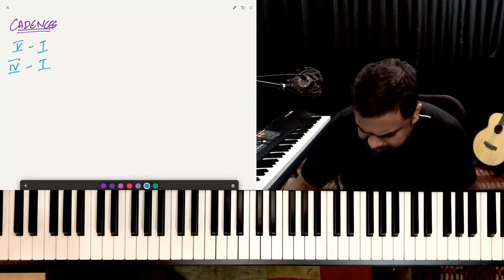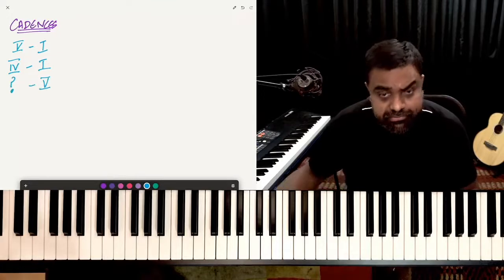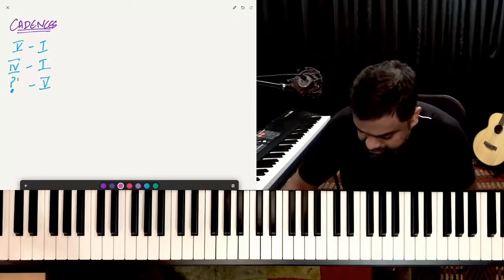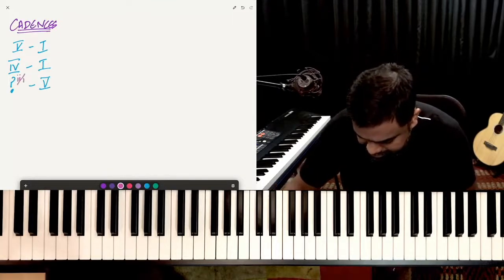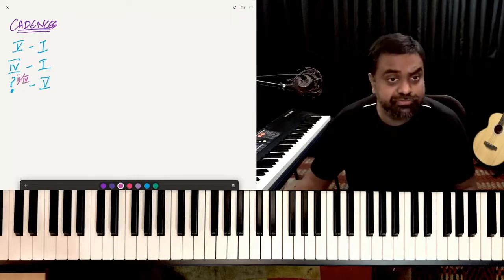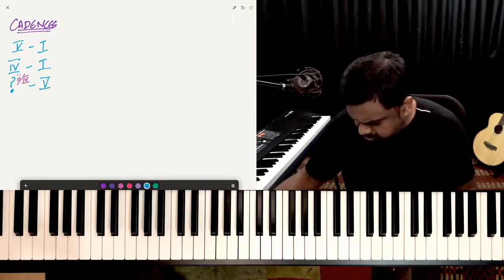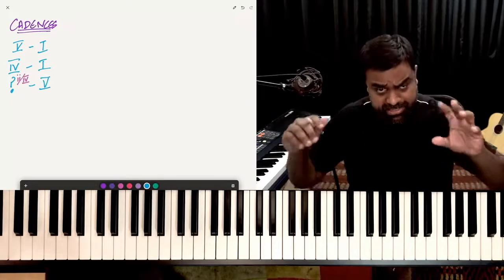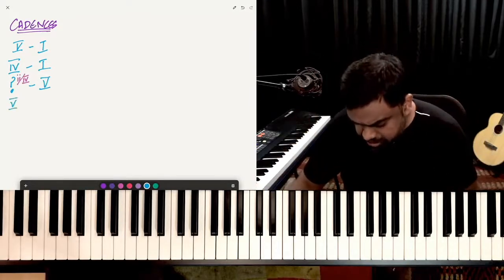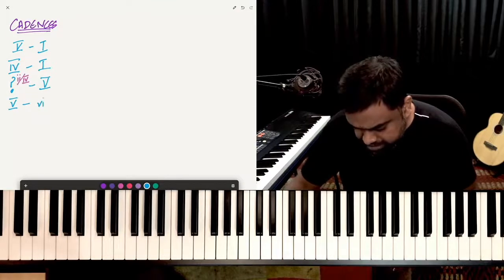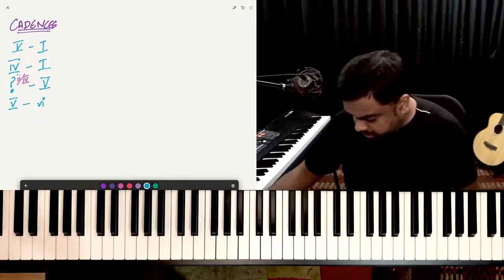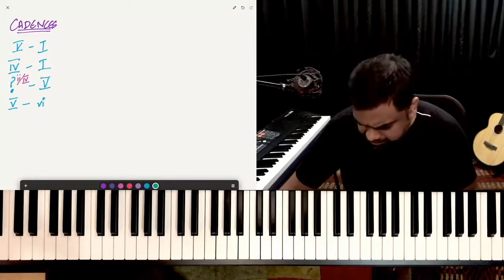Then you have pretty much anything ending with a 5. Now the anything, I don't want to leave that to your imagination. It could generally be the 2 or the 4. At least that's what I tend to do. And last but not least, the other so-called classical cadence is where you do the 5 and end with a 6. Each of these has some interesting names.